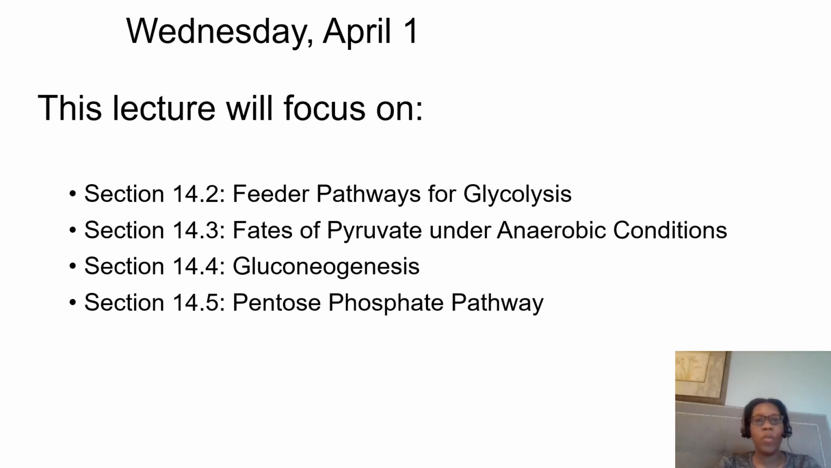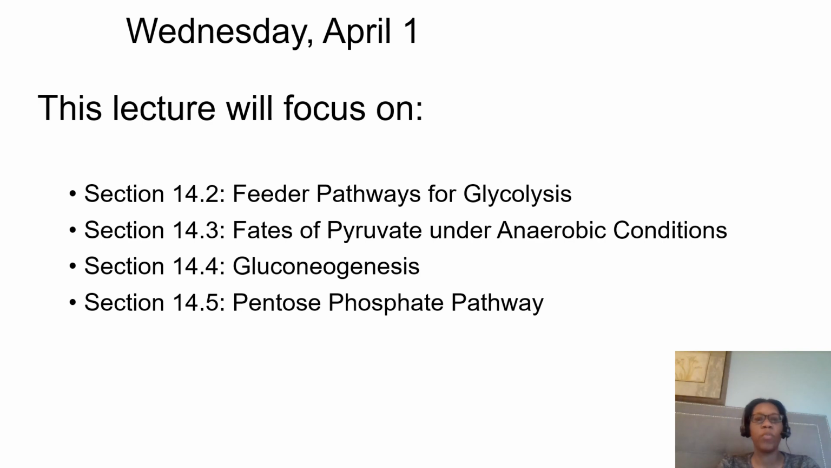Welcome back. We are going to finish off chapter 14, which is glycolysis and the fates of glucose. So this lecture will focus on a lot of sections. It seems like a lot, but it's going to be just a brief overview of these many things that happen after glycolysis. So first we'll talk about section 14.2, the feeder pathways for glycolysis, meaning we have many different carbohydrates, and all of those carbohydrates, or most of those carbohydrates, are actually converted into glucose so they can go through glycolysis and we can get energy out of those.